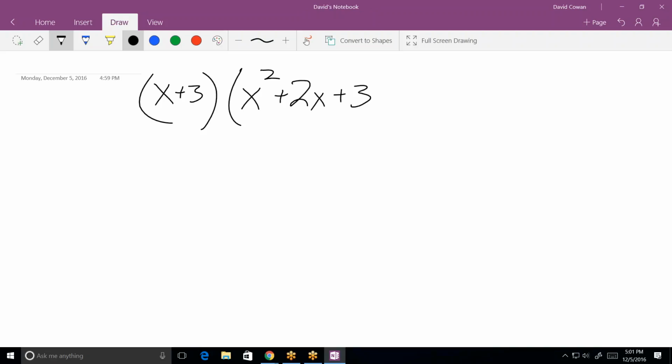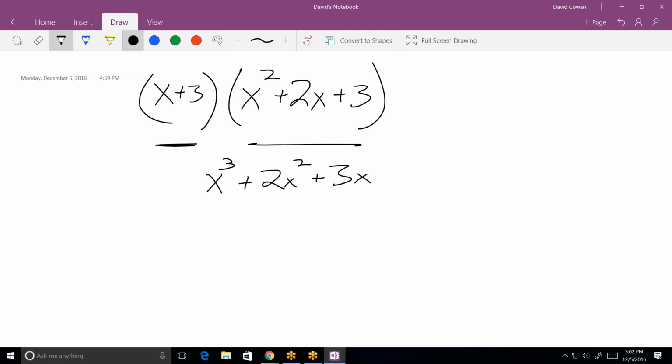Okay. Here we're multiplying a binomial by a trinomial. Yeah, that's what we did. How do you do that? What's the first term? Just work me through it term by term. Okay, so you distribute the x, so it would be x cubed plus 2x squared plus 3x.